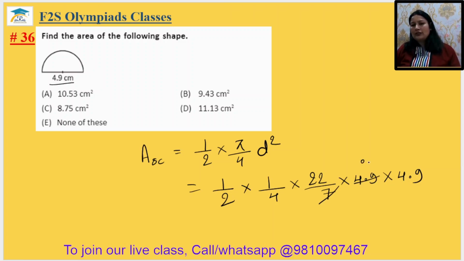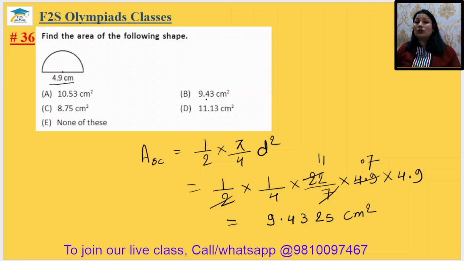So 7 sevens are, okay. Now 2 elevens are. Now after multiplying these all, it will be 11 sevens are 77. So 7.7 multiplied by 4.9 upon 4, you will get 9.4325 centimeter square. Since all the answers are given with 2 decimal places only, so it is 9.43, which is matching with the option B. So that's why we will choose the answer with 2 decimal places only. That is option B. 36th answer will be B.